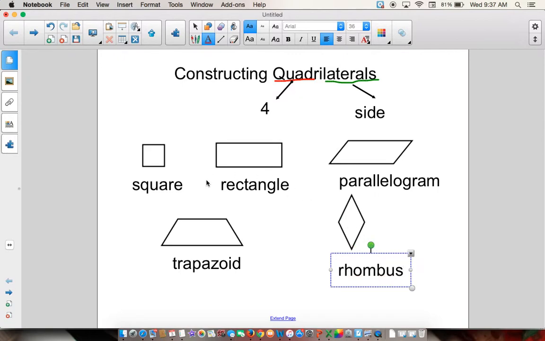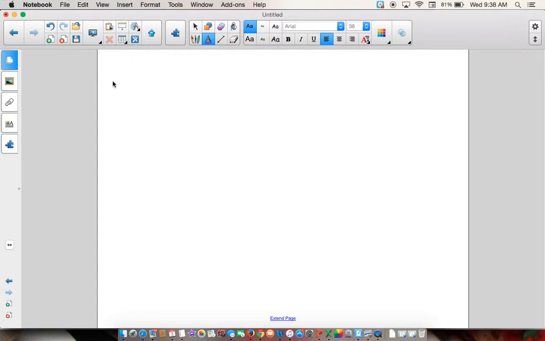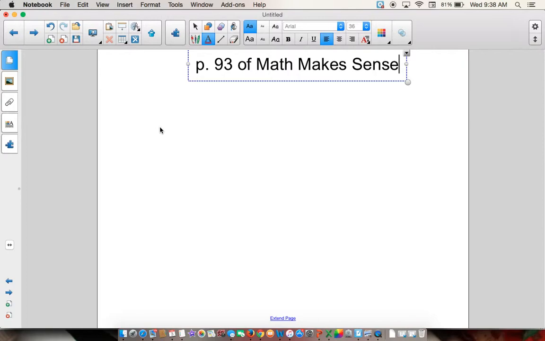Now that we know what quadrilaterals are, we are going to be making some today. So you're going to need to open up a new Smart Notebook. I'm going to do mine on the next page, but you can open up a new one. Adding my page, and the first thing you need to do is read the instructions, and the instructions on page 93 of your Math Makes Sense says, Step 1, use a ruler to draw segment BD 5 centimeters long.